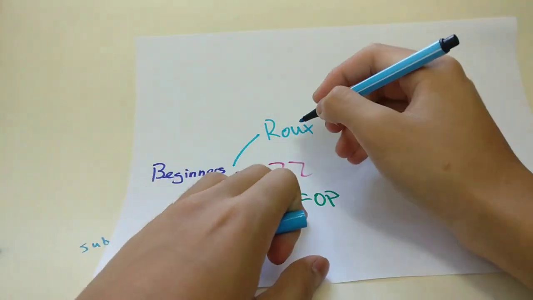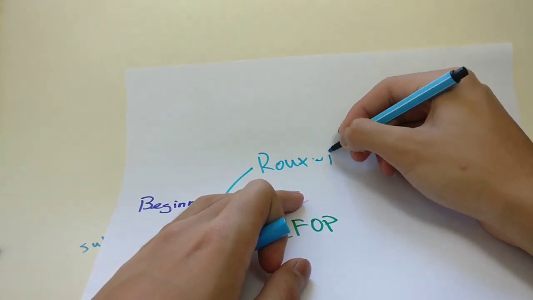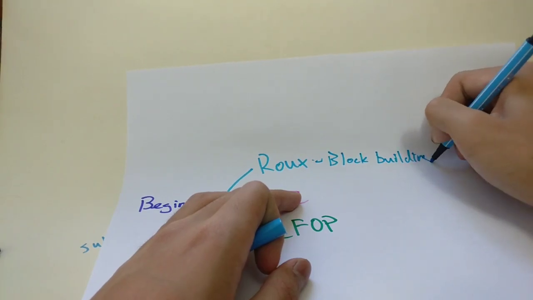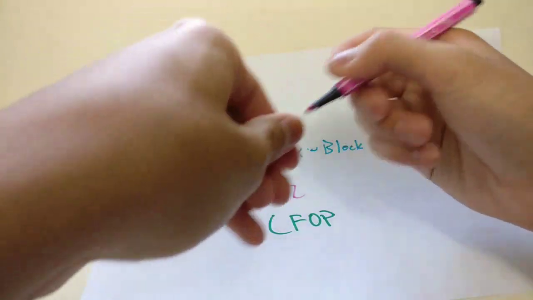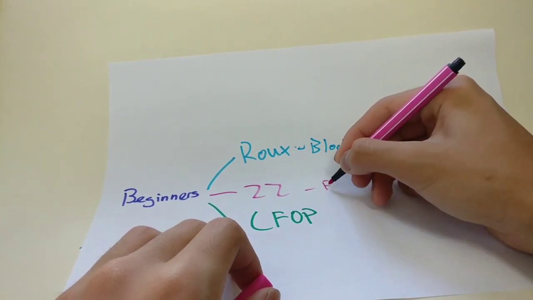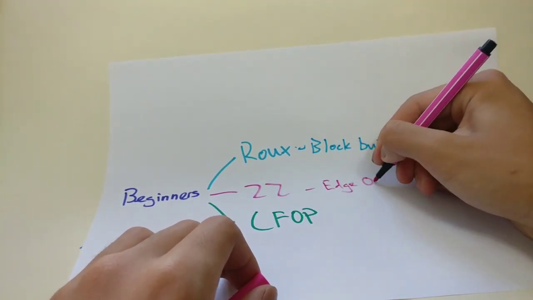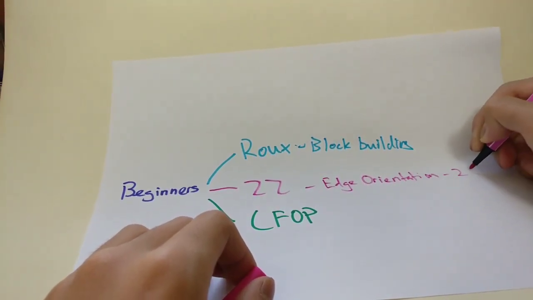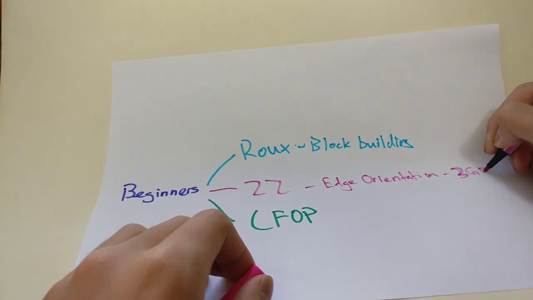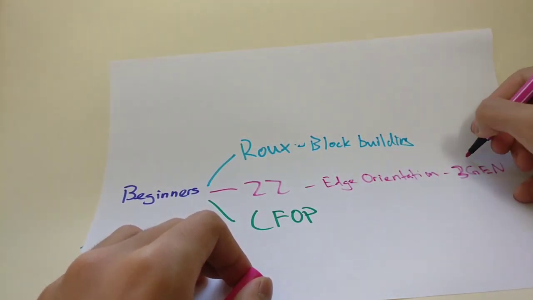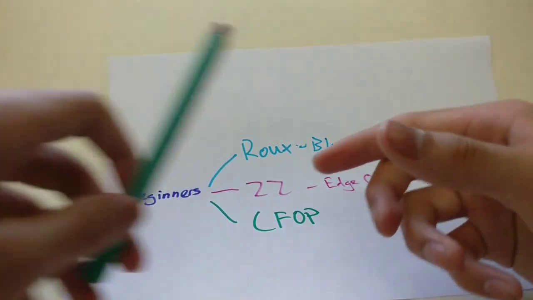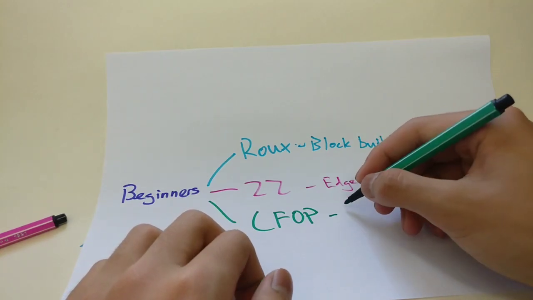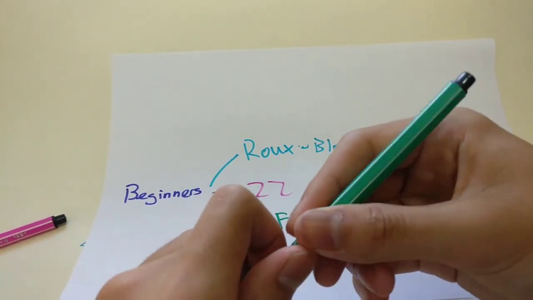So I'm gonna write on here that Roux is block building. And then ZZ is primarily edge orientation. And it's also a 2-gen. It's a 3-gen after EO. It's a 3-gen after edge orientation. And then CFOP is, well, layer by layer, pretty much.